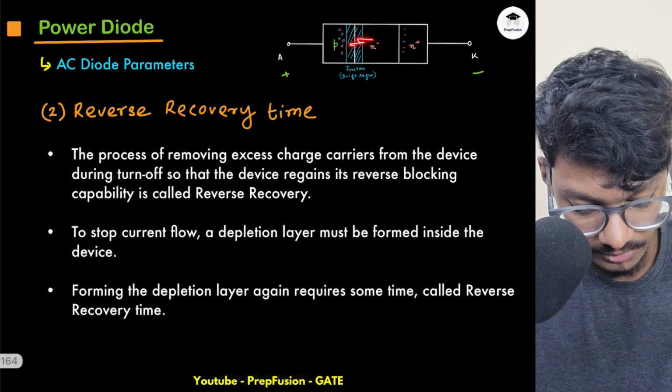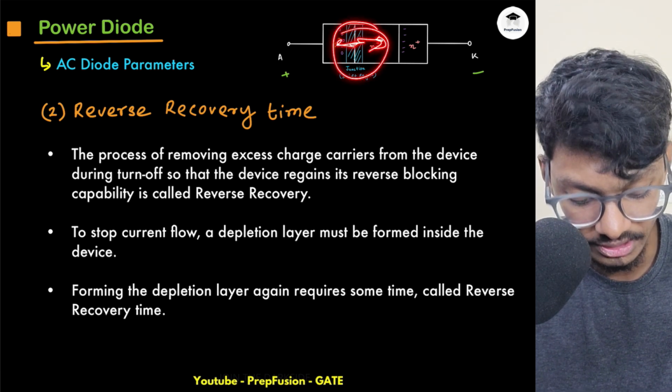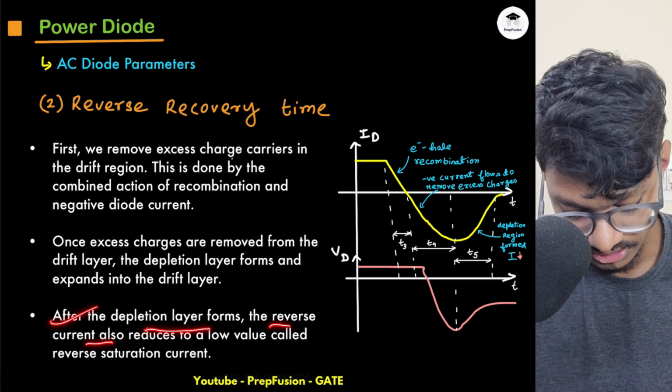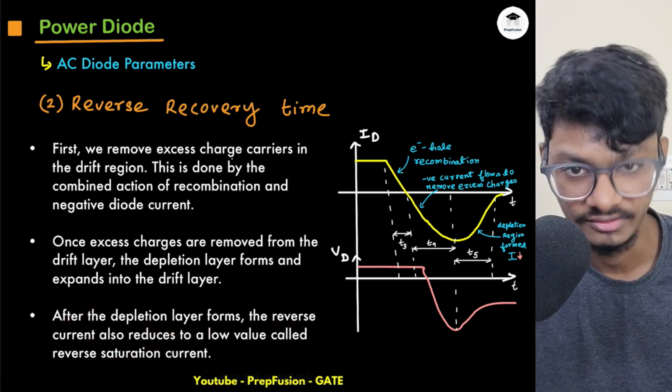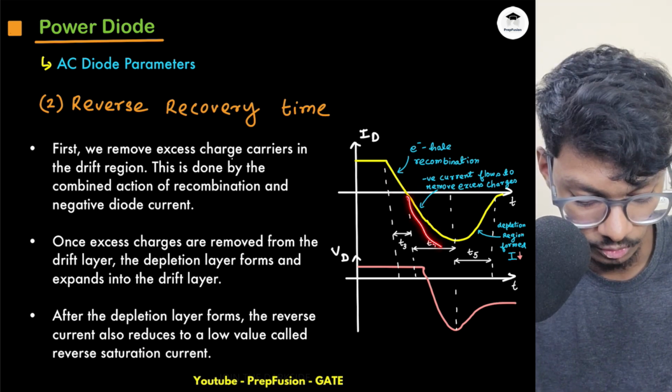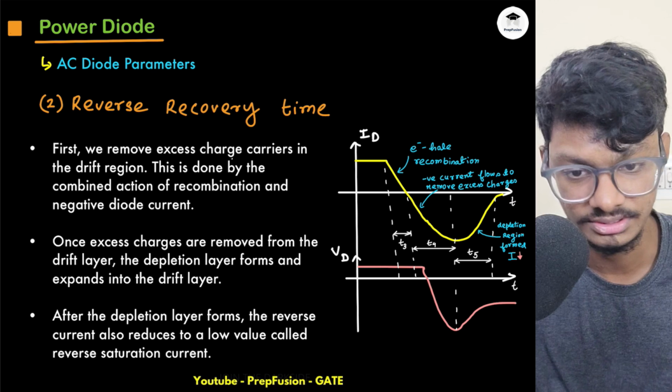So the depletion layer will form and expand, and it will be the drift layer itself, because I have an n minus region over here. After the depletion layer forms, the reverse current also reduces to a low value called the reverse saturation current. So it doesn't instantly go to reverse saturation current. It goes to somewhat negative value, and only then goes to reverse saturation current.